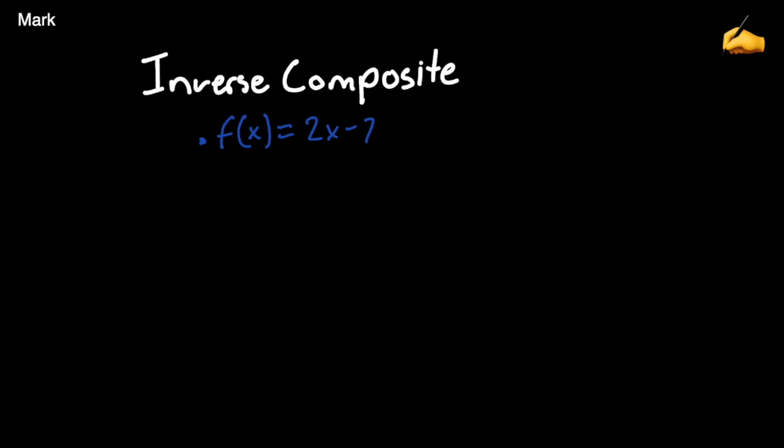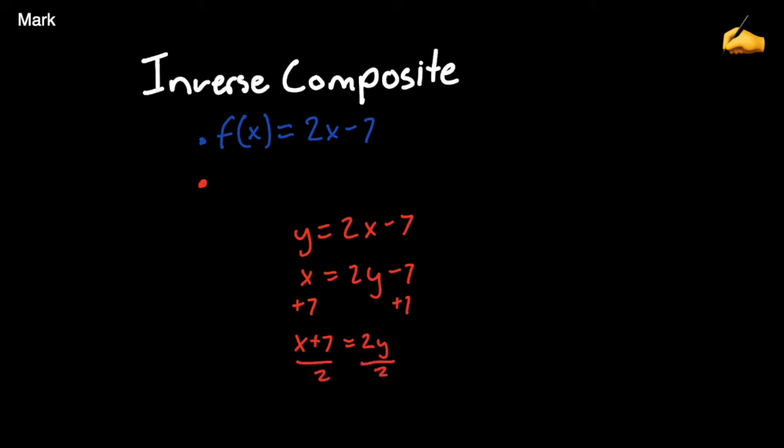Let's take the example function f of x equals 2x minus 7. Now let's simply convert that function into an inverse of itself. First we're going to set it to y equals 2x minus 7. We're then going to switch y and x, and add 7 on both sides. We're going to be left with x plus 7 equals 2y, and then divide both sides by 2 to get rid of the 2. We're going to be left with y equals x plus 7 over 2, and that is the respective inverse of 2x minus 7.